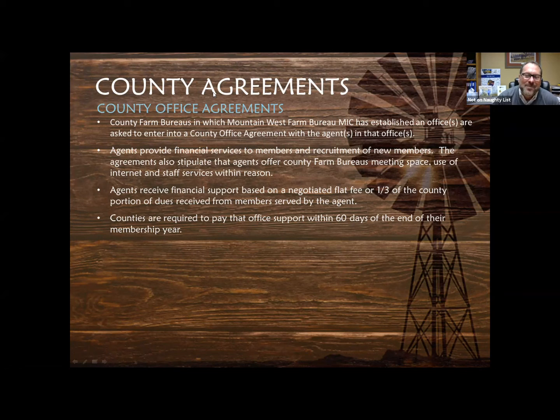Anyway, or you can pay 1/3 of the county portion of the dues that you receive. So 1/3 of that 20 you receive for voting and 1/3 of the 12 that you receive for associates. Now, counties are asked to, and by contract, although the agents being the great partners they are, they're not sticklers on this, you're required to or asked to repay that within 60 days of the end of the membership year. This kind of falls by the wayside sometimes.